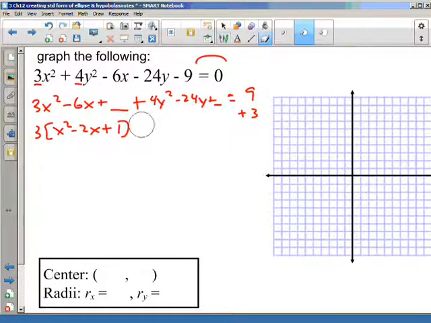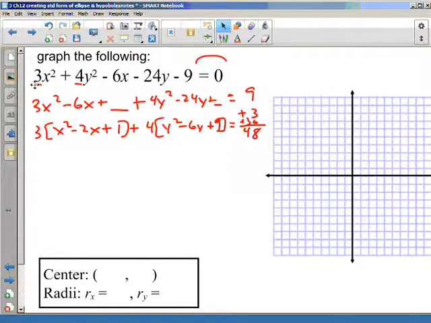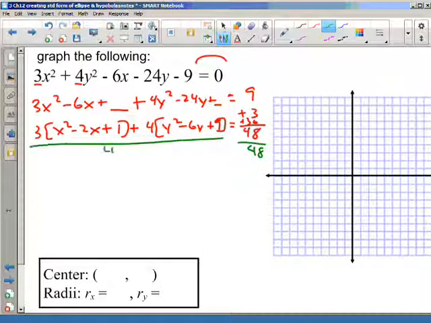Similarly, my y squared has to have the 4 factored out, leaving y squared minus 6y. Plus half of negative 6 is negative 3 squared is 9. And that means I'm adding a 36 for a total of 48. Now I've got my perfect squares. What I can do now is divide both sides by 48. And that gives me 3 over 48. And 3 goes into 48 16 times.